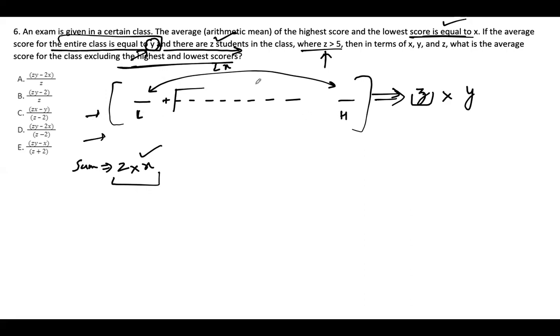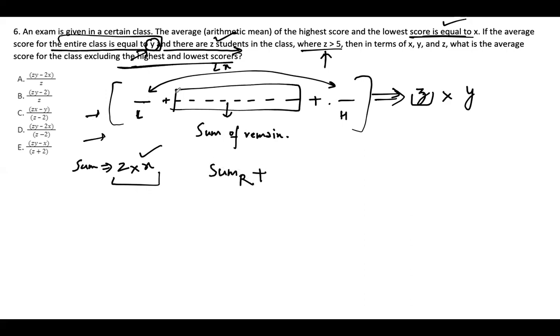So this is lowest and highest. Can I say whatever the rest is, this is the sum of the remaining samples? So the sum of the remaining samples plus L plus H, lowest plus highest, which is 2X, is equal to ZY. So the sum of the remaining is ZY minus 2X.